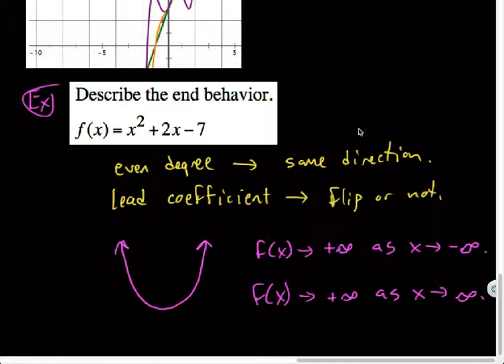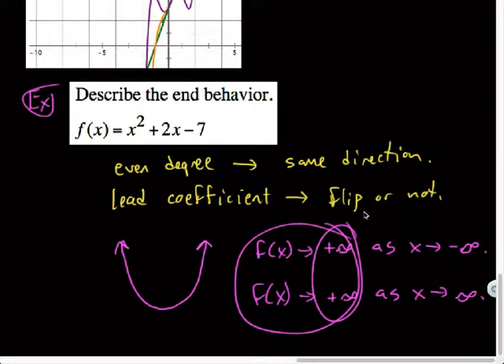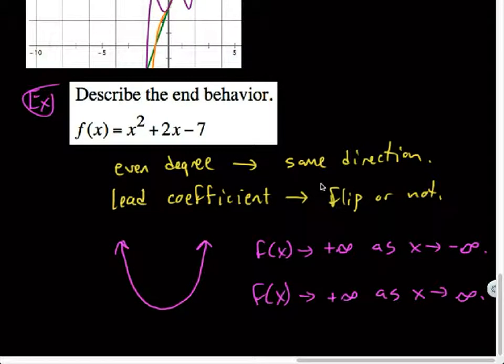Right, and notice that even degree, same direction, the y values are going in the same direction. They're both positive in this case. And if it was upside down, because of the leading coefficient, then both of these just would have been negative. How come the last one is that positive or negative? Oh, this one's positive. Sorry, I didn't specify.